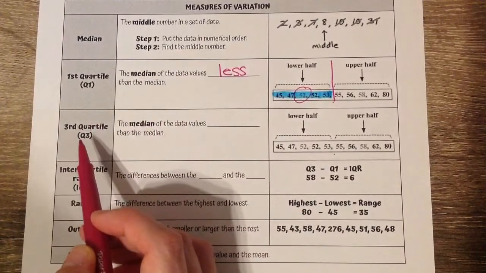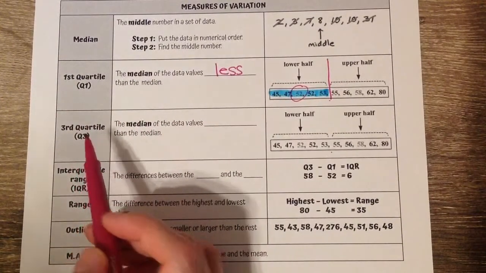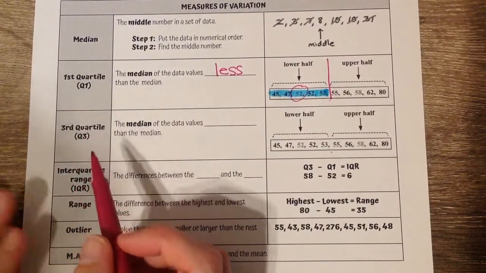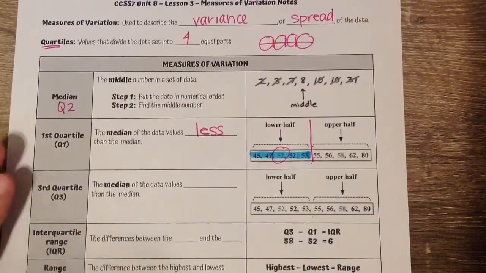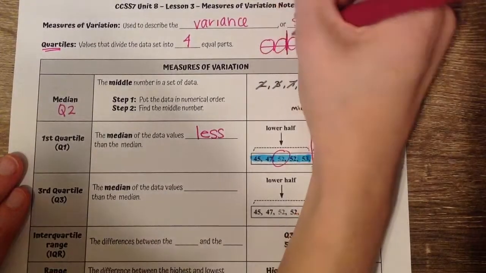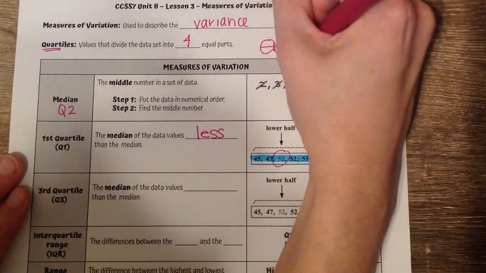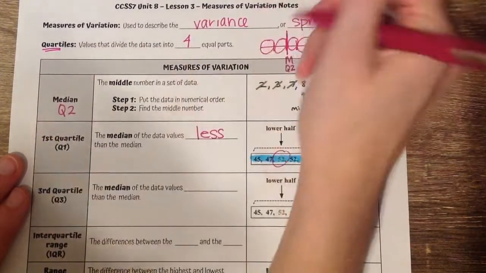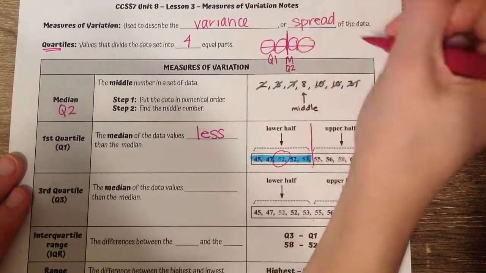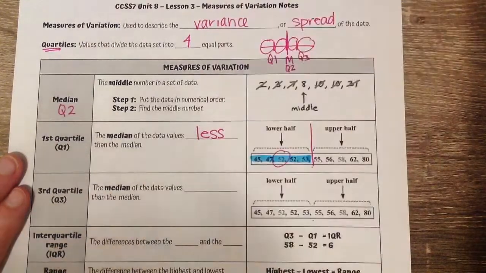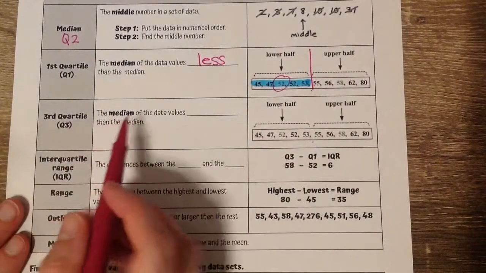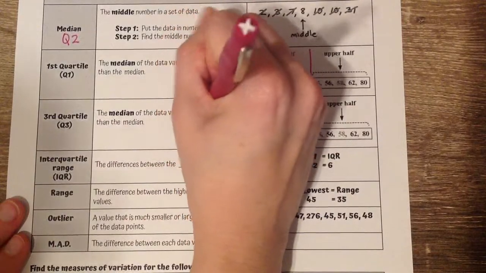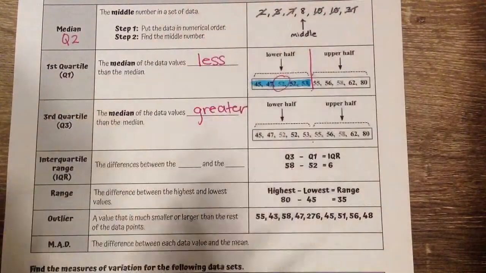Then we jump to the third quartile. Why do we not talk about the second quartile? Well, really, our median is our Q2. If we think about dividing that data, right, we divide it in half. That's our median, which is our Q2. We divide the bottom in half. That's our Q1. We divide the top in half. That's our Q3. Okay? So this is the median of the data values greater than the median.